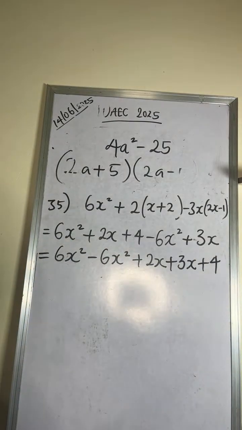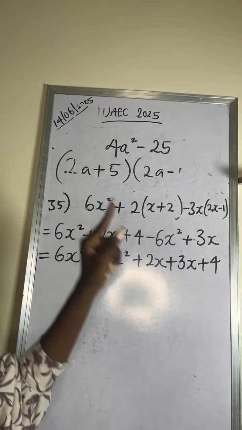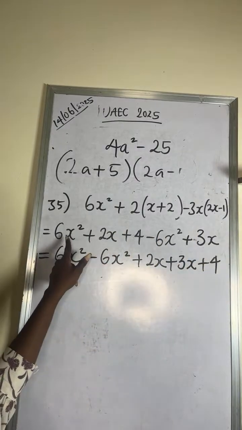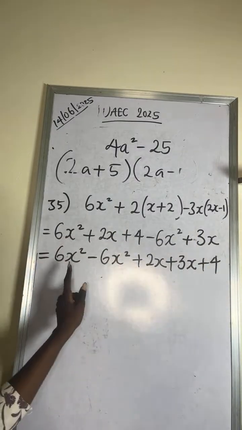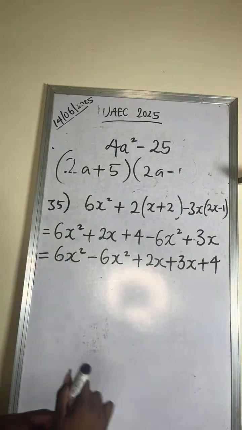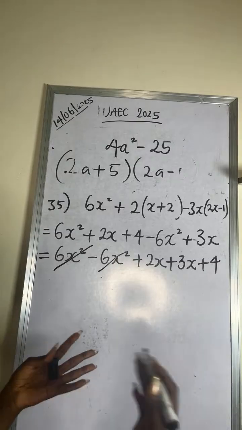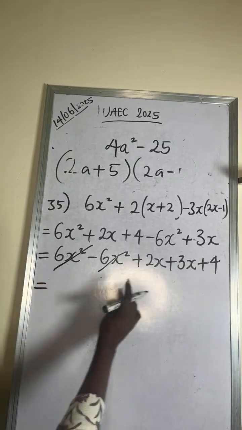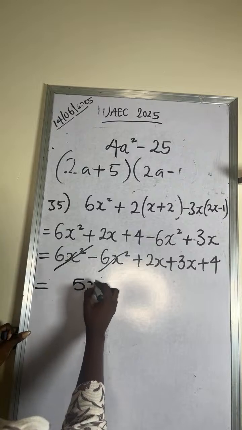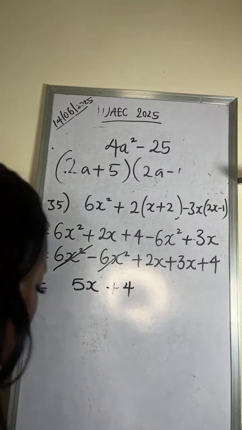So if you have a longer expression, try to count so you don't miss any number out. We have 1, 2, 3, 4, 5. 1, 2, 3, 4, 5. Good. So this goes because they are alike. When you subtract two things that look alike, it's 0. 2x plus 3x is 5x plus 4.